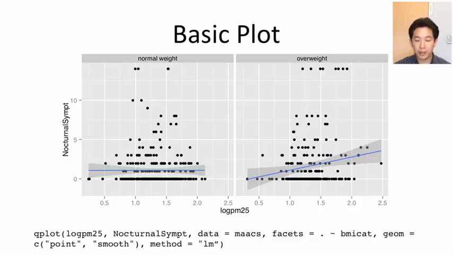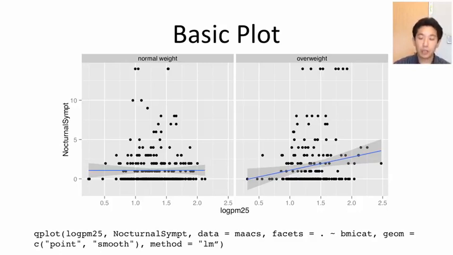And you can see that, roughly speaking, on the left side we have all the normal weight children, and there doesn't seem to be a very strong relationship between log PM2.5 and nocturnal symptoms. On the right side we have the overweight or obese children, and there seems to be an increasing relationship between PM2.5 and symptoms. So there's perhaps some evidence of an interaction between BMI and PM2.5, because the relationship between PM2.5 and symptoms appears to differ by BMI status. Of course, in order to formalize this, you'd probably want to fit some sort of model, do a more thorough analysis, and adjust for various things. But we're going to stick here with this plot for the moment.